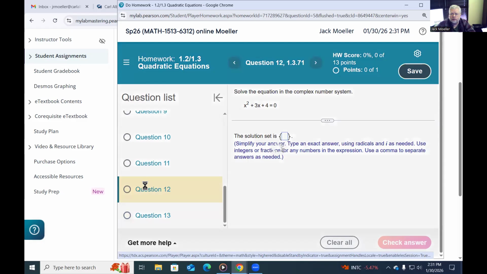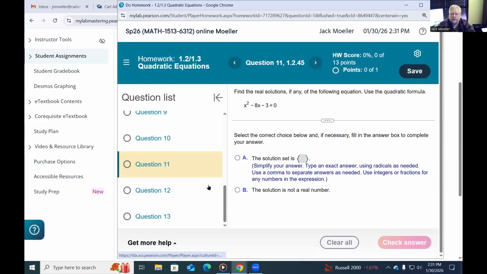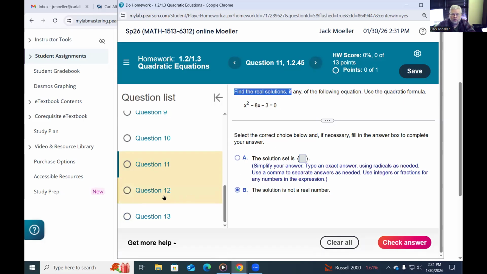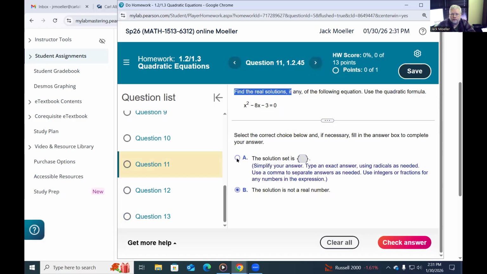I noticed on number 11, the answer says solution is not a real number. But they say up here, find the real solutions. So that's telling me that you're going to get a real answer. I kind of wish they were all where they just said, what's the answer?